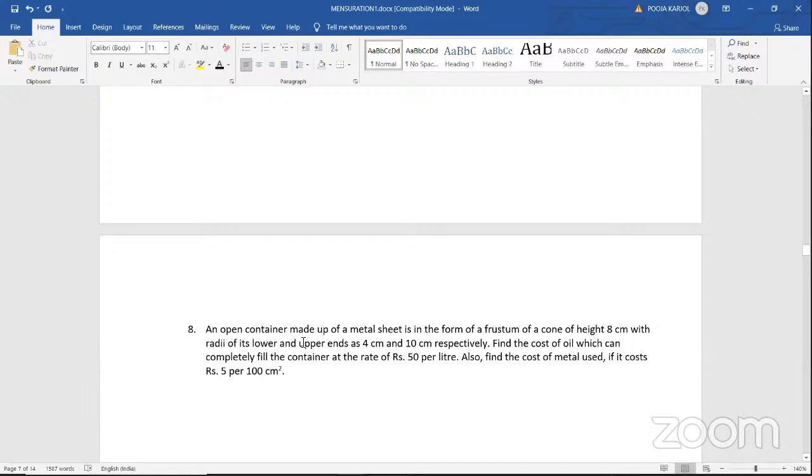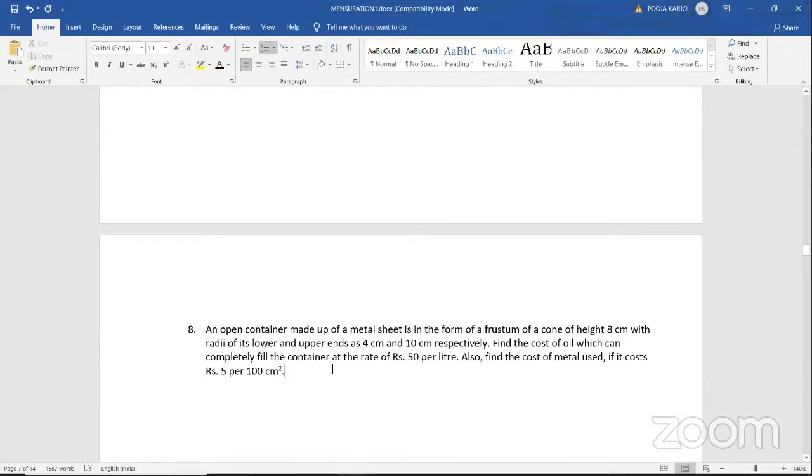See, an open container made up of a metal sheet is in the form of a frustum of a cone of height 8 centimeter with radii of its lower and upper ends as 4 centimeter and 10 centimeter respectively. Find the cost of oil which can completely fill the container at the rate of 50 rupees per liter. Also find the cost of metal if it costs rupees 5 per 100 centimeters square.